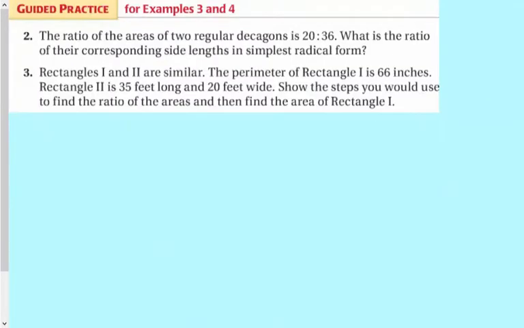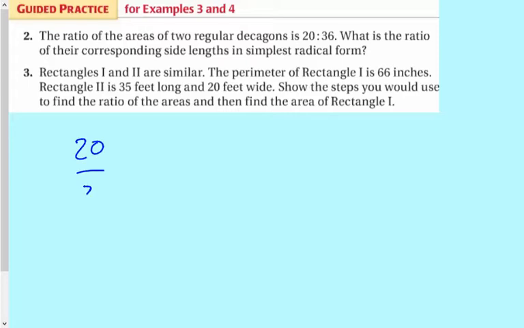Very good question though. I'm going to go over 2 more sample questions for you guys. The ratio of the areas of 2 regular decagons is 20 to 36. What is the ratio of their corresponding side lengths in simplest radical form? Okay, there's a lot there again. Big mouthful. We have 2 regular decagons. That's 10 sides, and that's the ratio of their area.